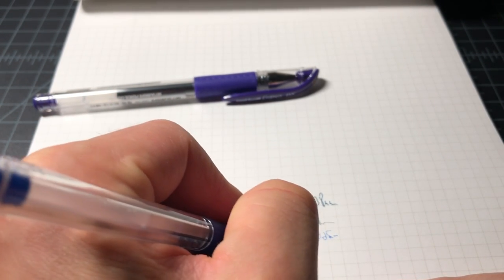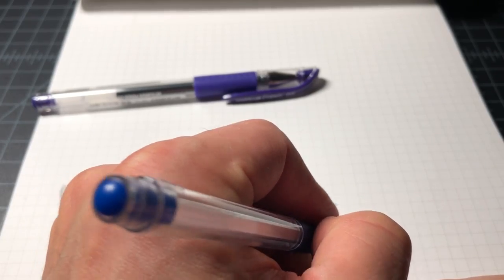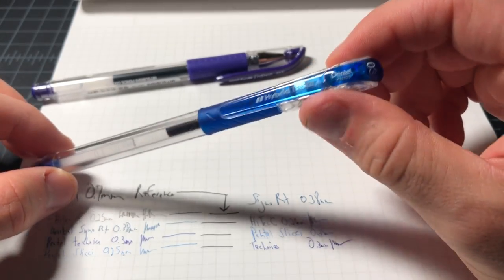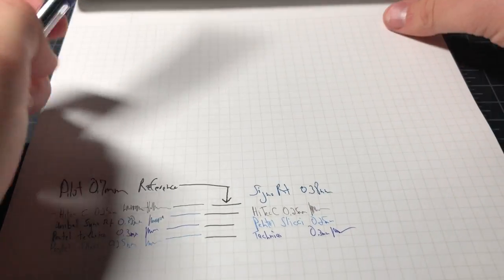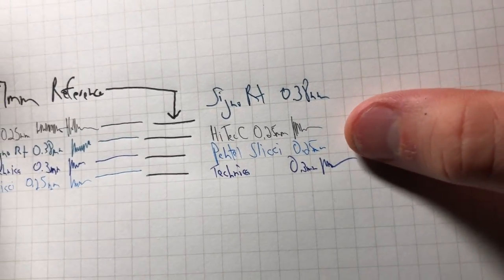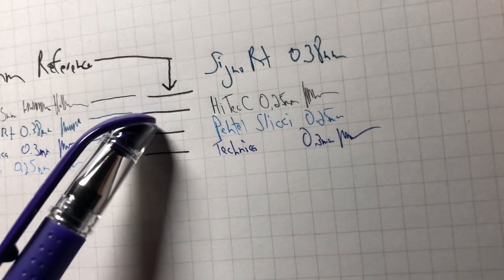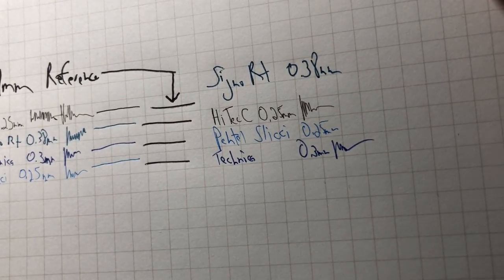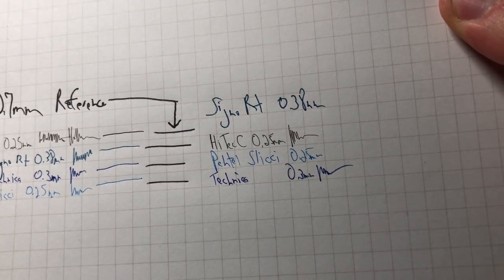And here's the 0.3 millimeter in the Technica. So this is a Technica. And this is definitely the smoothest of the bunch. So it has a little bit of a broader stroke than that one we just used. And you can see those two compared there. Definitely a deeper color and a broader stroke. So the fact that it's 0.3 millimeter versus a 0.25, so only 0.05 of a difference, it feels a lot different when you're writing with it.